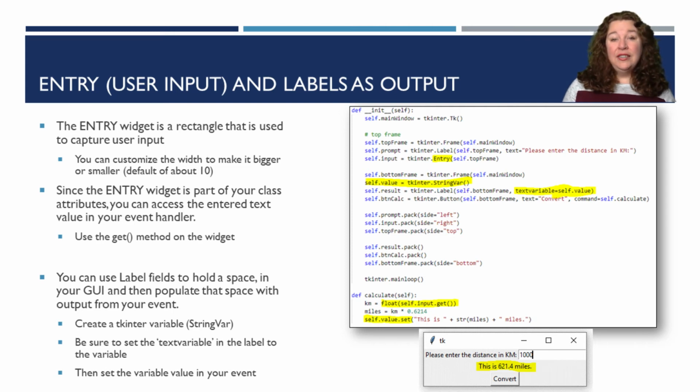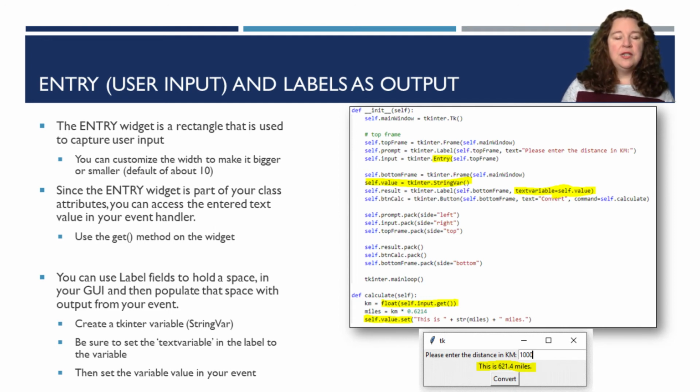In my calculate method, again, I'm going to take self because I need to be able to access those self variables. I am going to cast my value from my input into a float. Now, I can't just call self.input because that's the widget itself. I need to get the value out of it. So we use a method called get. In some languages, it would be like text or whatever the attribute was. In tkinter, it's just get. We can use get, and it'll get the value from an input.